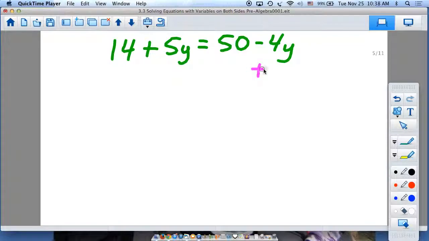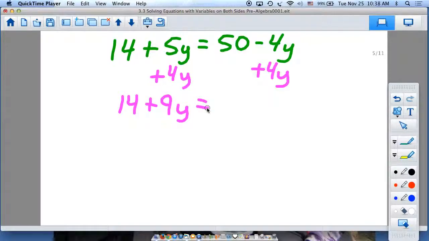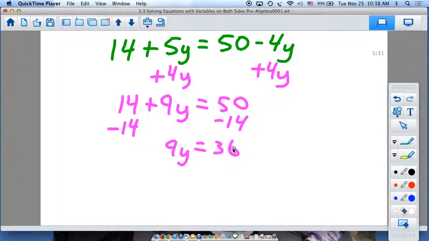I'm going to add 4y on this problem. Leaves me 14 plus 9y equals 50. Subtract 14 from both sides, and we have 9y equals 36. Divide both sides by 9, and y equals a positive 4. Great job to those of you who got 4.